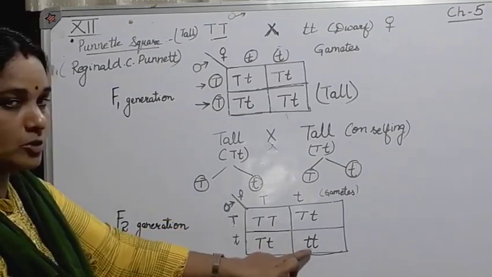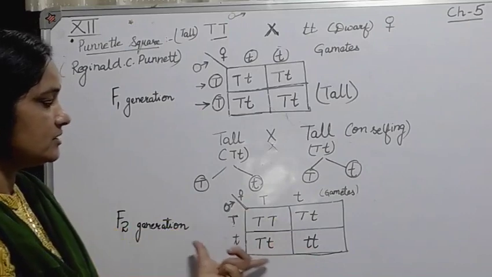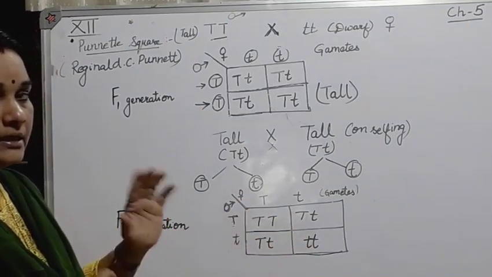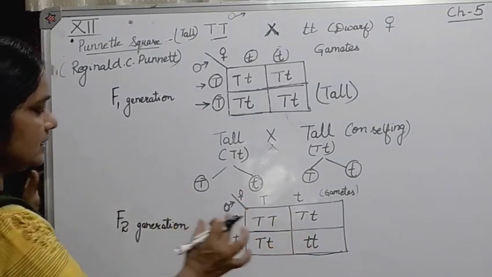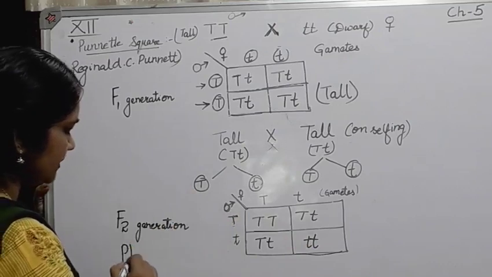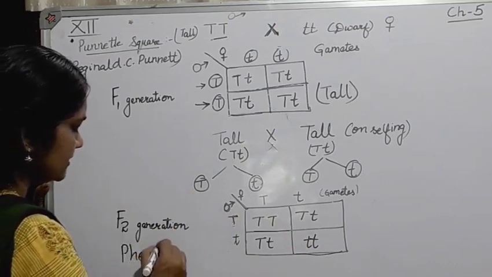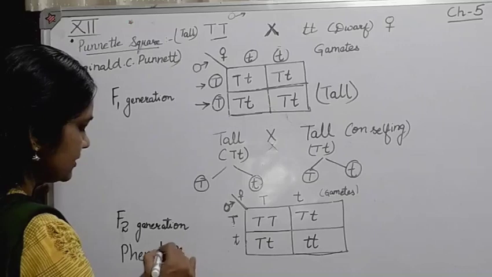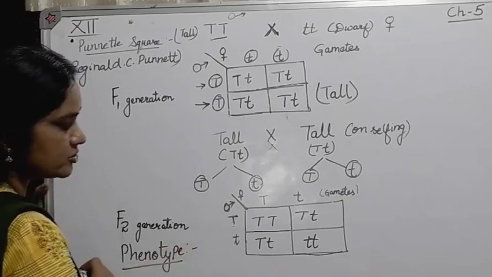And the last one will be small t and small t. So these are the genotypes which were obtained in the Punnett square. So you can see here, what will be the conclusion then? Phenotype is the external characteristic. So what will be the ratio of the phenotype?